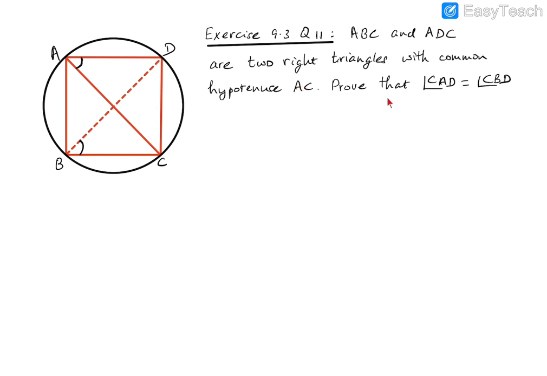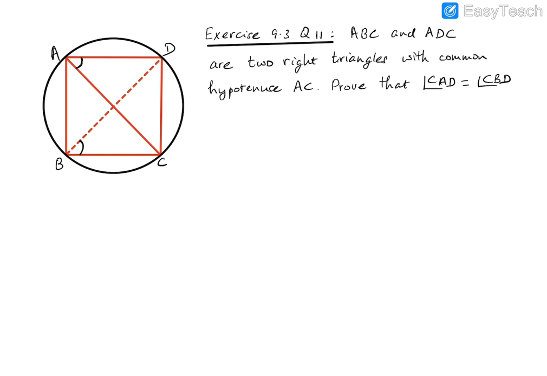We are asked to prove that the angle CAD and the angle CBD are equal. So the angle CAD is this angle marked over here, and the angle CBD is the angle marked over here, and we are asked to prove that these are equal. Okay, how can we proceed with this particular problem? There is no circle mentioned in this question. It only says that there are two right triangles with a common hypotenuse AC. So why do we bring in the circle, and how can we bring in the circle here?